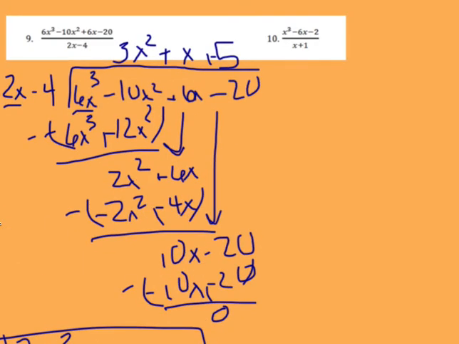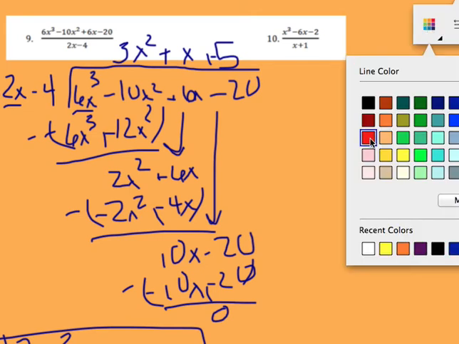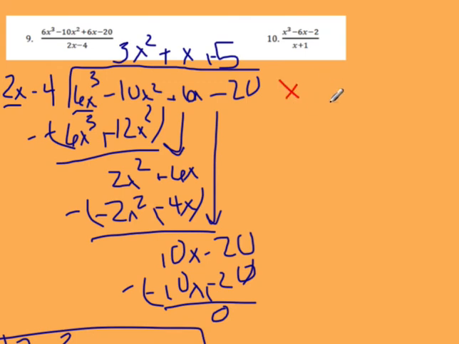Last but not least, let's take a look at number 10. So we need to write that out. So we're going to have x plus 1 on the outside, and then underneath is x squared minus 6x minus 2. So we need to figure out what we need to multiply x by to get to x squared, and that's just going to be x. So we have x squared plus 1x.